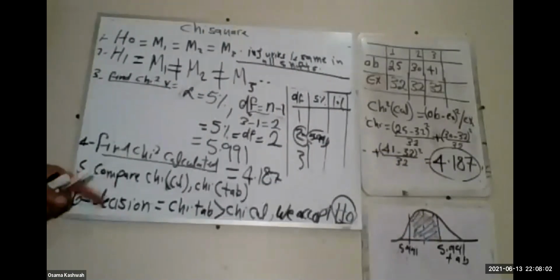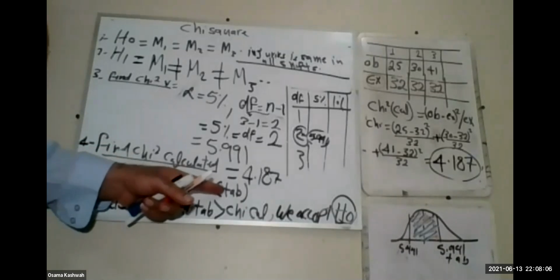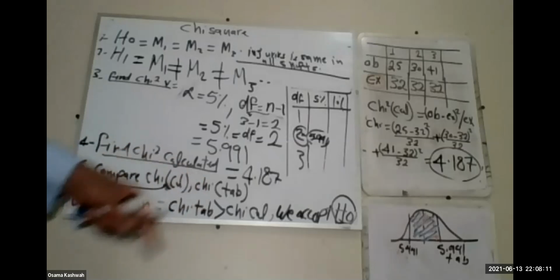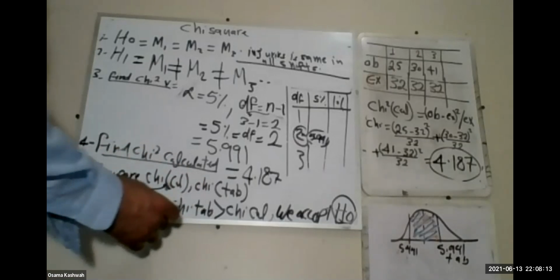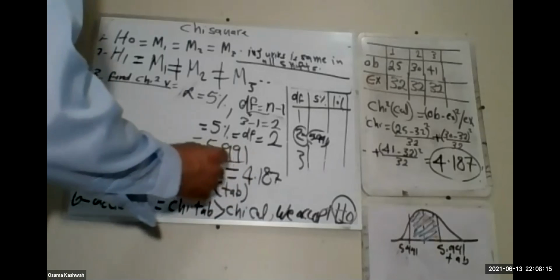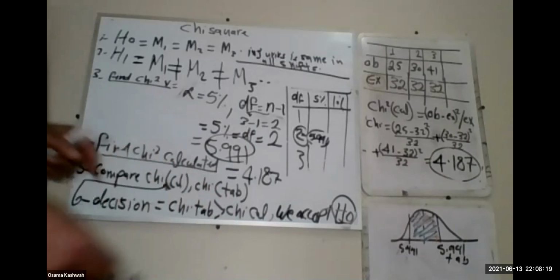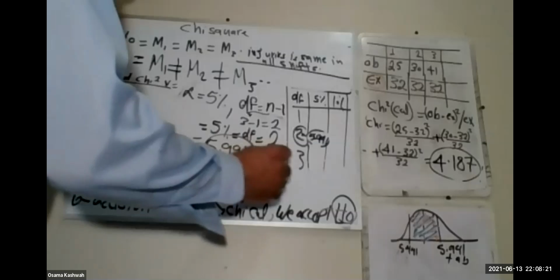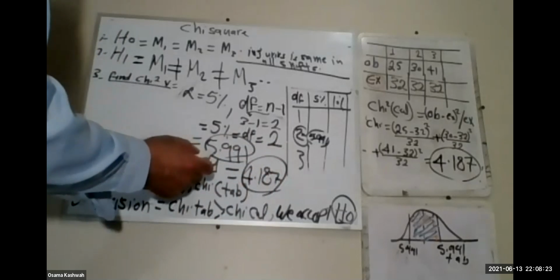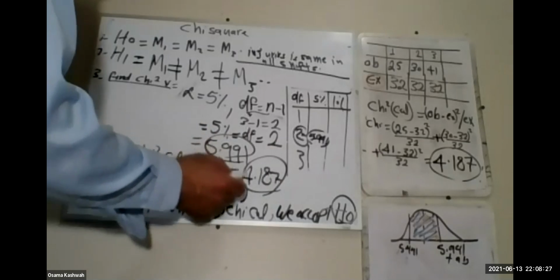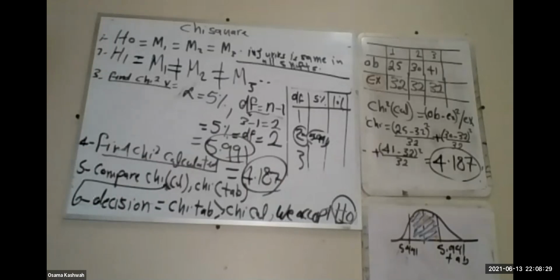Then I will go for the comparison, between chi calculated and chi tabulated. When I make the comparison, I will find that the chi tabulated was 5.991, which is greater than the chi calculated, because the calculated is 4.1 and the tabulated is 5.991. So the tabulated is greater than the calculated.